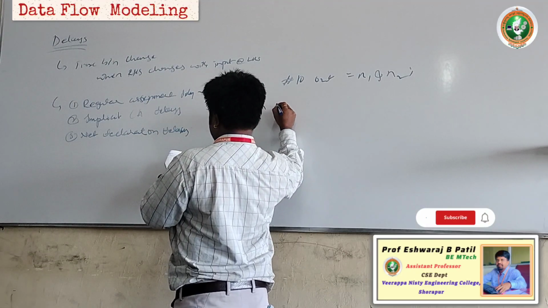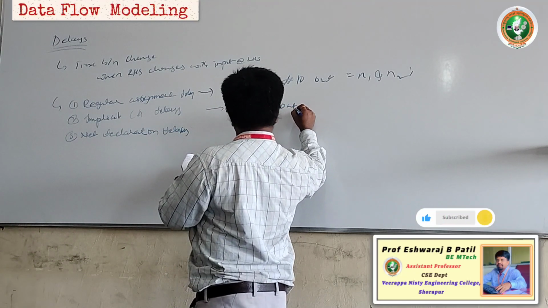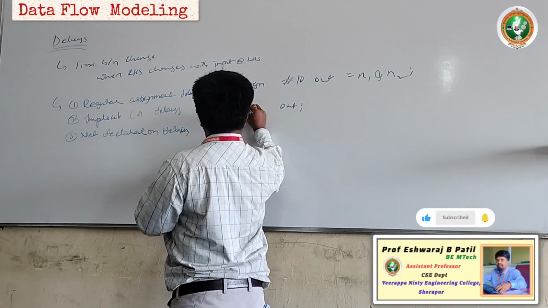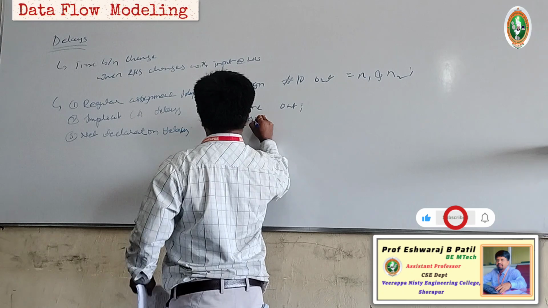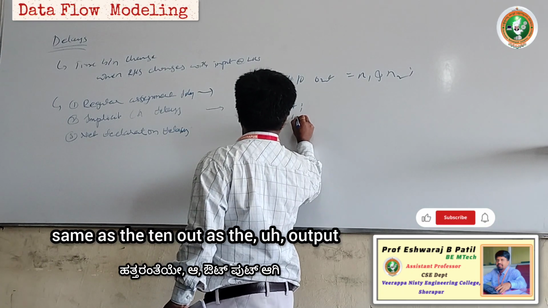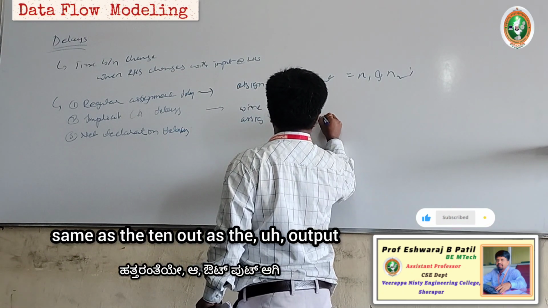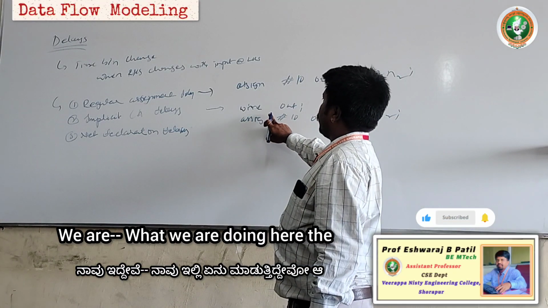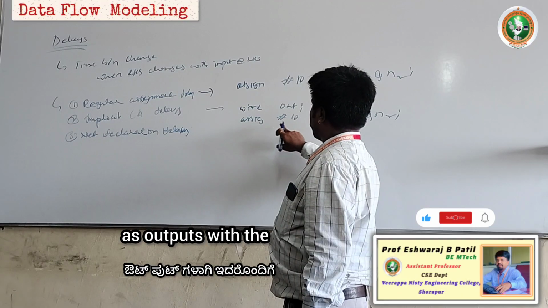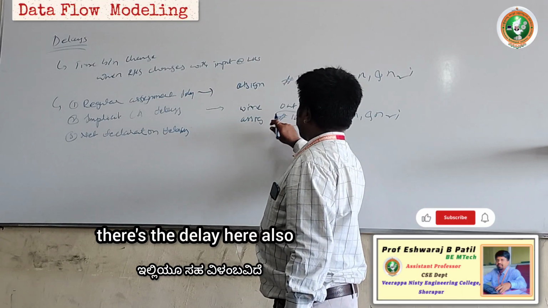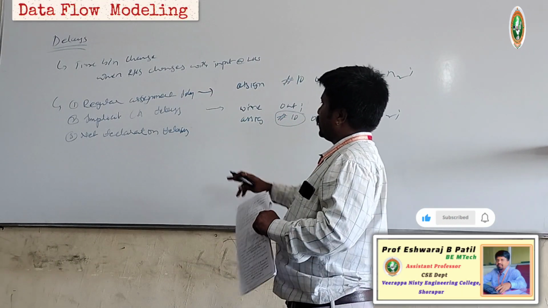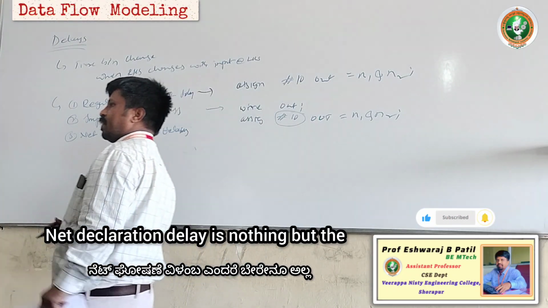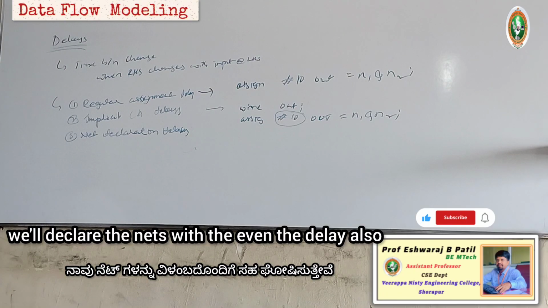Assign, wire. Assign same as the 10, out as the output, that's the n1 and with the n2. What we are doing here, we are taking the inputs as outputs with the delay here also, with the keyword wire also. This is what is the implicit delay. Net declaration delay is nothing but we declare the nets with the delay also.